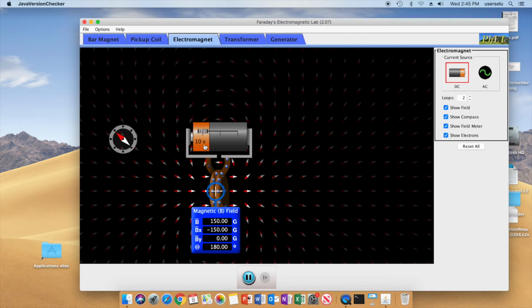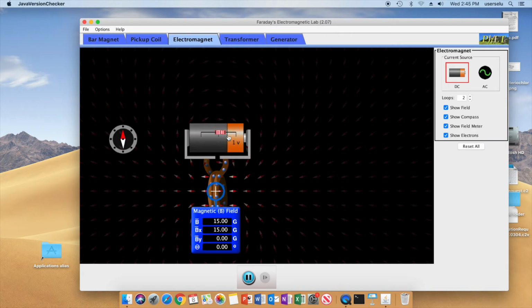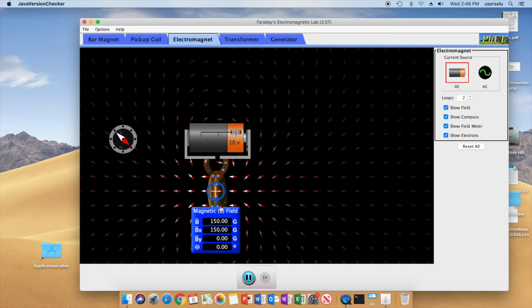So I switch the polarity. Watch what happens at an angle. I'm going to grab my arrow up here. Whoa, I didn't mean to do that. I meant to switch that. I have now a 0 degree angle because the magnetic field is now inside the coils to the right. It's 150 Gauss of magnitude. It's entirely in the X direction, making a 0 degree angle with the positive X-axis.